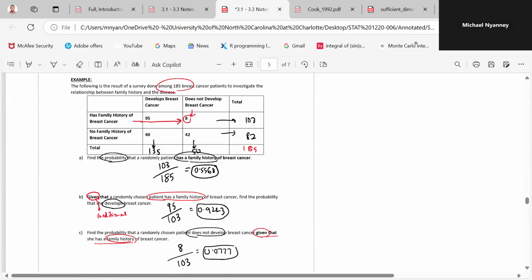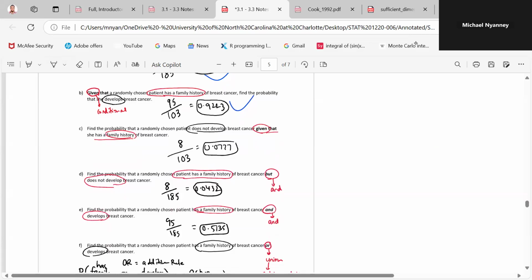So we go to those that have family history of breast cancer. We have 103 people over the total, and that gives us the probability. And given a situation that a randomly chosen person has a family history of breast cancer, we are restricted to this row and this total. Then what question follows? Find the probability that she develops breast cancer. So who are those in this row that actually have breast cancer? We have 95 of them, the 95 out of 103. That gives you your probability. So that is the analogy behind it. You do the same for the rest, and I think you should be good to go.